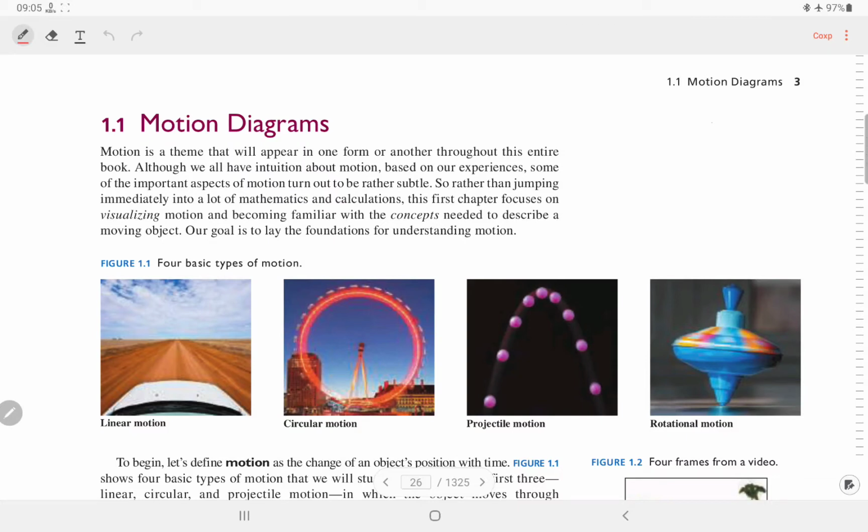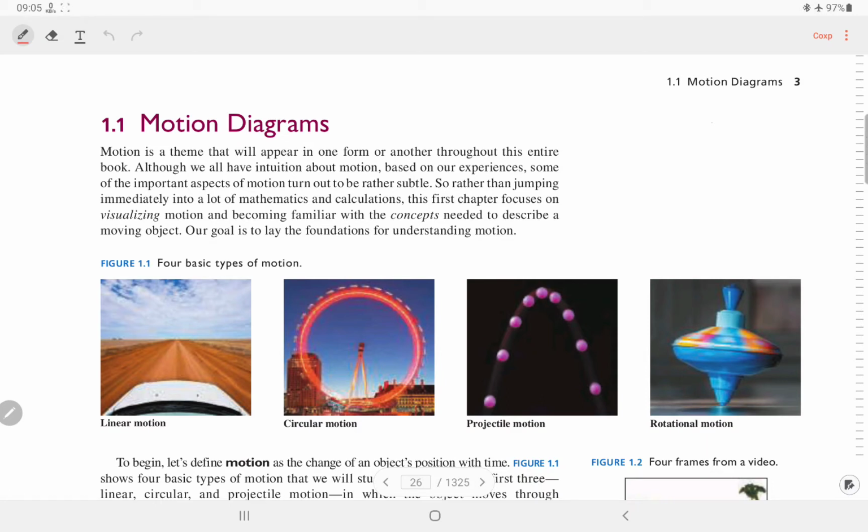Our aim here in this video is to understand the foundations, the main ideas about motion. There are four basic types of motions. Basic types, main kinds of motions.